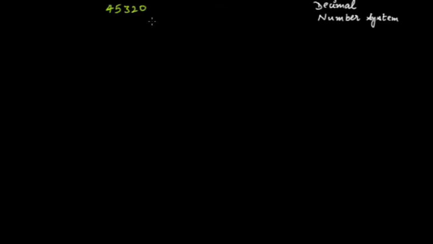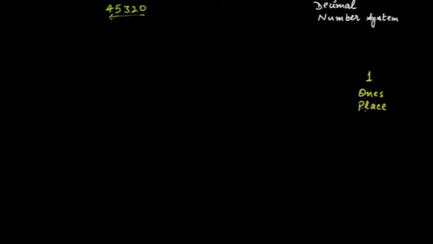What's the meaning of place and what's the meaning of value? Let's see that. So in a decimal number system, the first place is the units place or the ones place. Each place has some value, and therefore the ones place has a value of 1. It has a value of 1, and therefore it is the ones place. The next place, we start from the right and move towards the left.